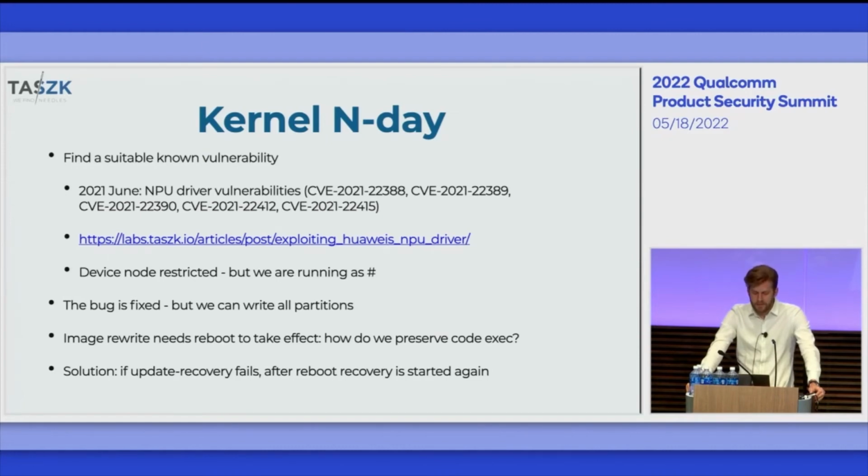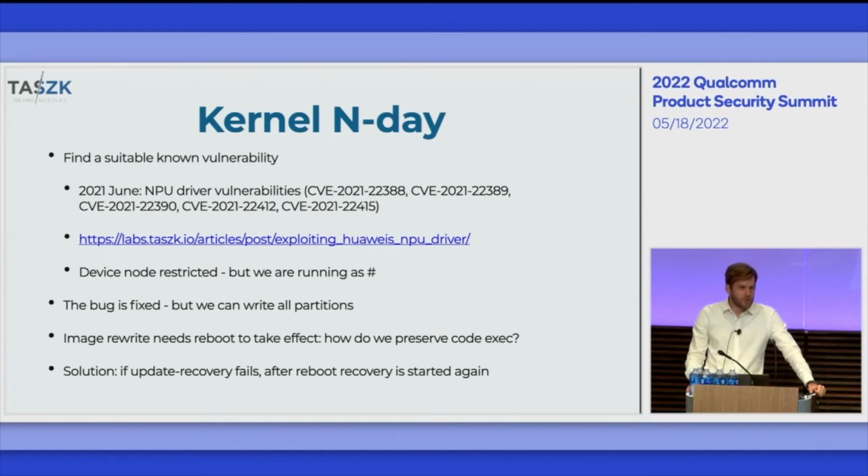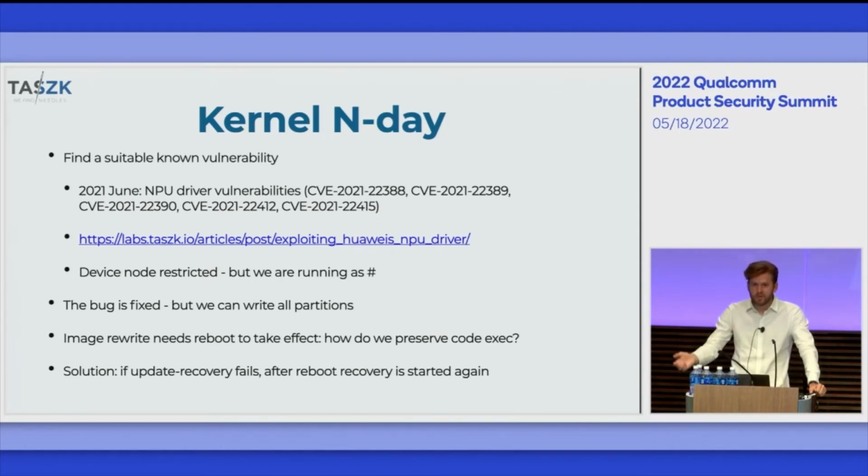But you have to answer two questions. One is, okay, there's like a logic gap there. Let's say you override the kernel with an old version. Let's say that works, but how are you going to get your code execution back? Because, okay, you can reboot the kernel, but then you're not running the recovery anymore.